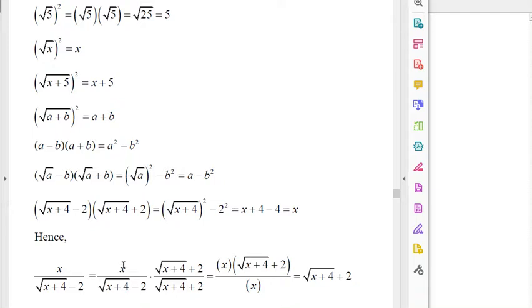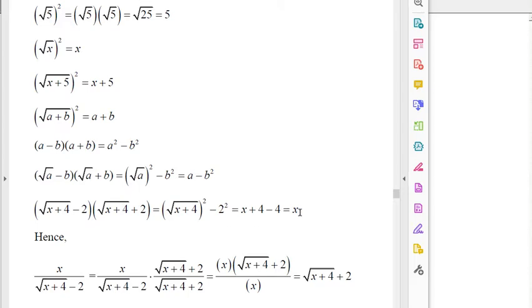And so what we're going to do is multiply the top and the bottom by the conjugate. The conjugate of this expression is just the square root of x plus 4 plus 2. So just change the minus to plus. Then this is called the conjugate of this. And so the top, we have x times the square root of x plus 4 plus 2. The bottom is the square root of x plus 4 minus 2 times the square root of x plus 4 plus 2, which we just did right here.